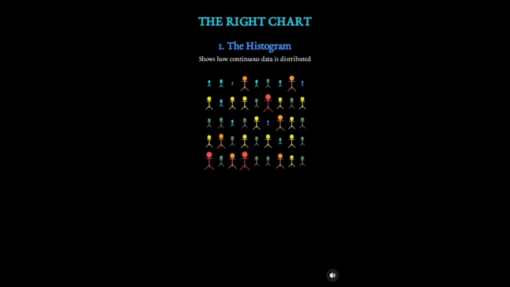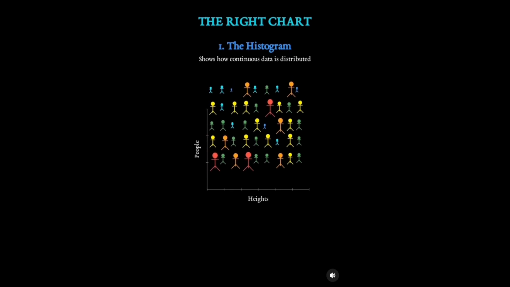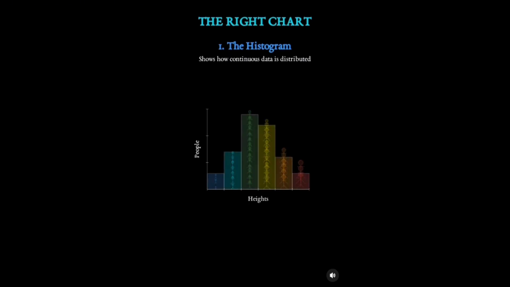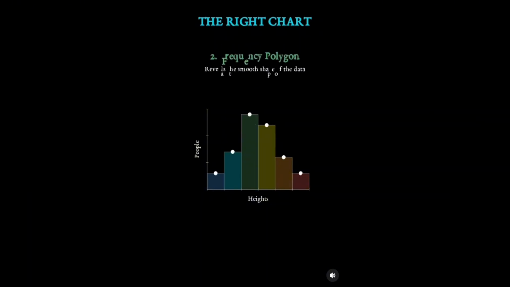Look at this crowd. Everyone has a completely different height. How do we make sense of this chaotic, continuous data? We use a histogram. Instead of a messy crowd, we sort everyone into distinct, touching ranges on an axis. Watch how they stack up. But what if we want to ignore the individual people and just see the overall shape of the crowd? We drop a dot at the top center of each column and connect them with a line. This is a frequency polygon. It transforms those clunky stacks into a smooth, readable curve.